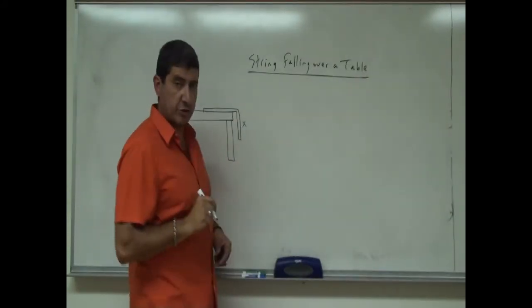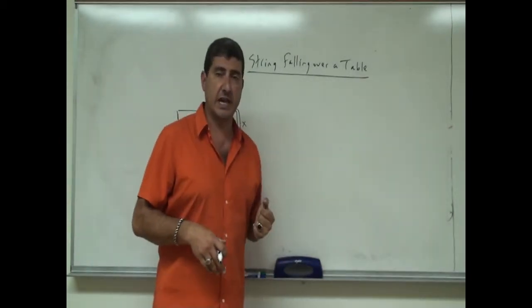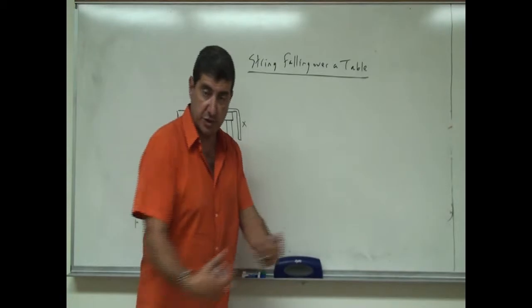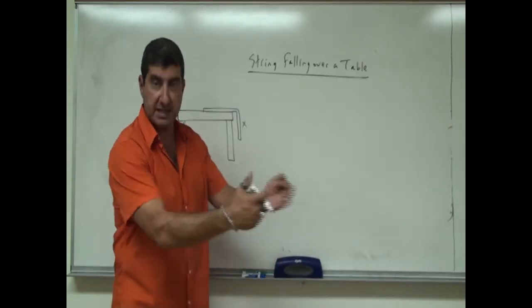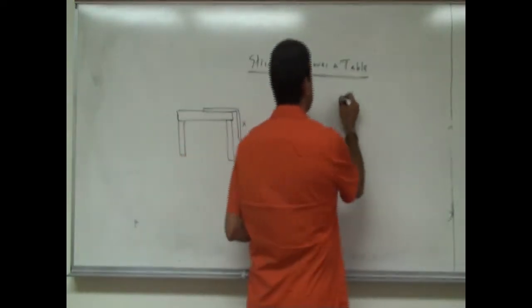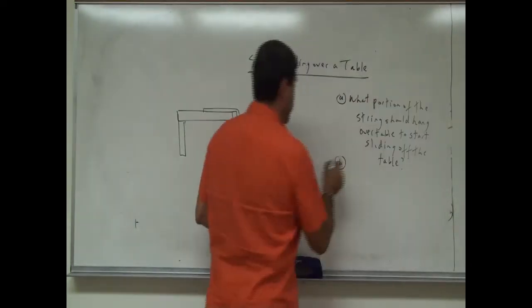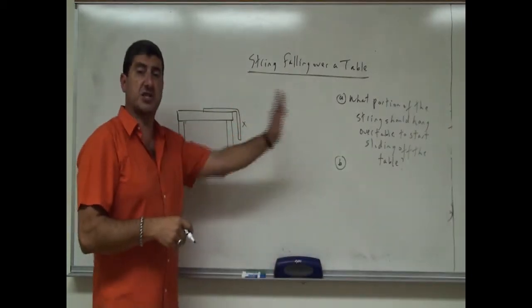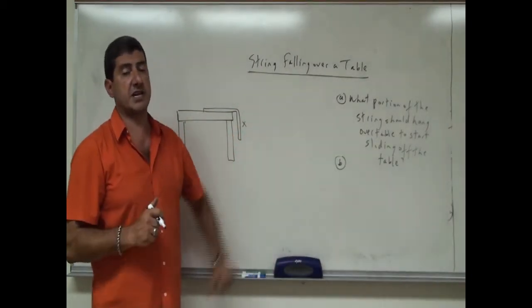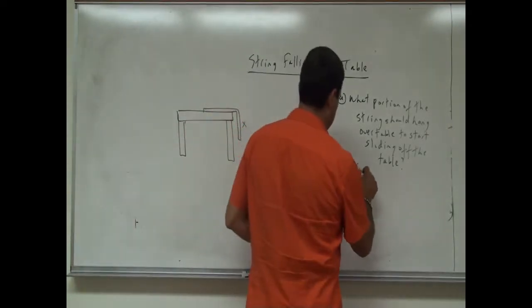And my first question is going to be, how much of that string should be hanging over the table in order for the string to start sliding and fall off the table, basically. My second question is related to that. Once it starts sliding, how many seconds will it take for it to completely come off the table?